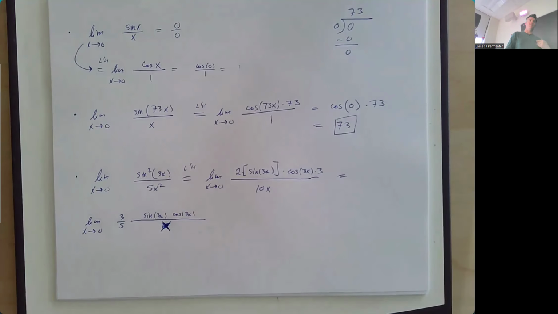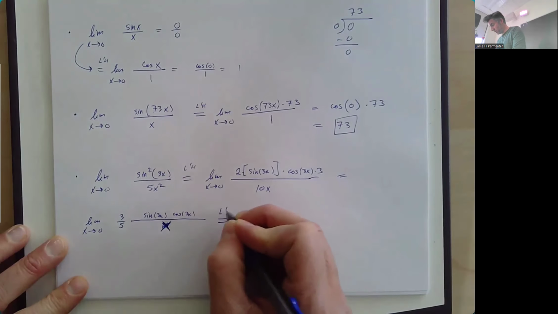And if you try plugging in 0, you're still going to get 0 over 0. Sine of 0 is 0. Cosine of 0 is 1. 0 on the bottom. We got 0 over 0. So we use L'Hopital's rule again. And this is where things get a little bit terrible. We use L'Hopital's rule again.